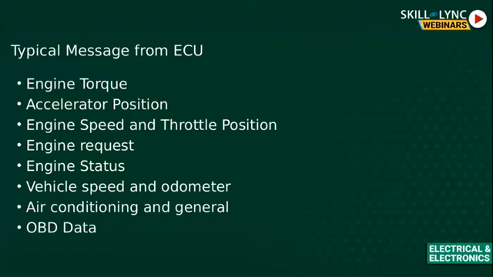The typical messages that are processed by the ECU include engine torque, accelerator position, engine speed, throttle position, engine request, engine status, vehicle speed, odometer, air conditioning, and finally OBD data. OBD data stands for onboard diagnostics data.